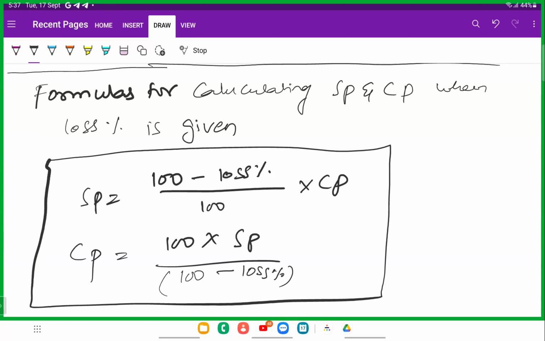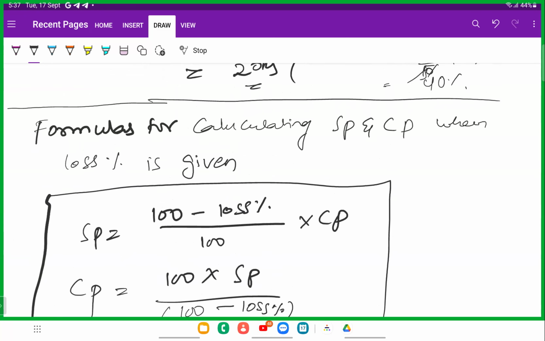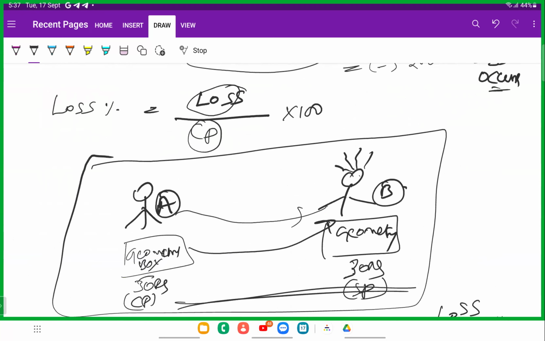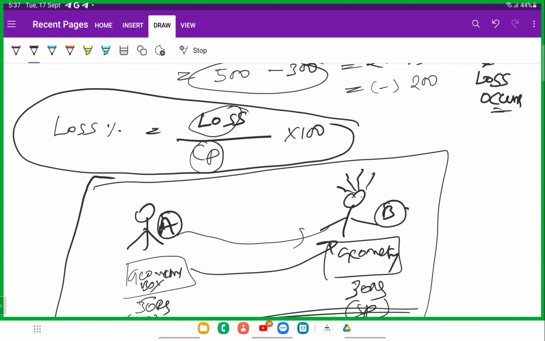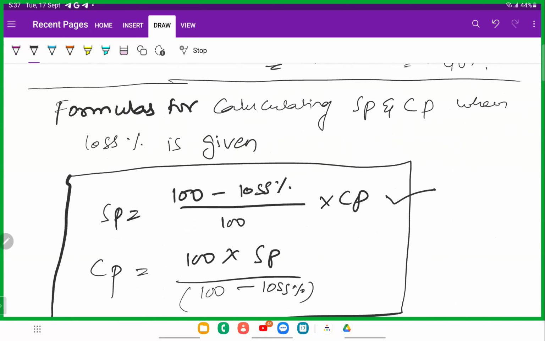These formulas are actually derived from this formula: loss percentage is equal to loss by cost price into 100. You know what loss is, that is cost price minus selling price. If you take the subject as selling price, the formula will be this. If you take the subject as cost price, the formula will be this. So these are the two ways.